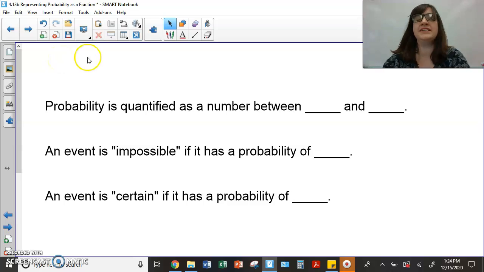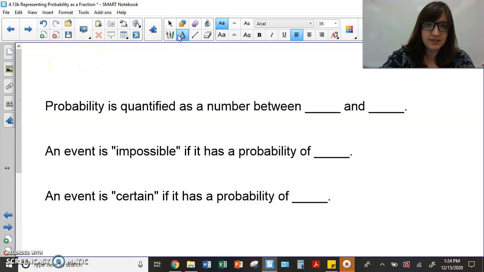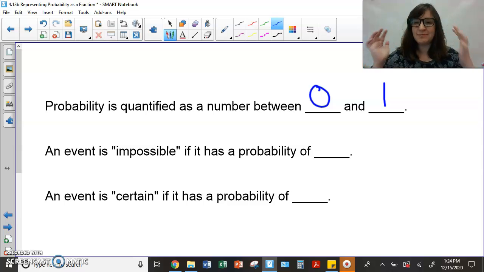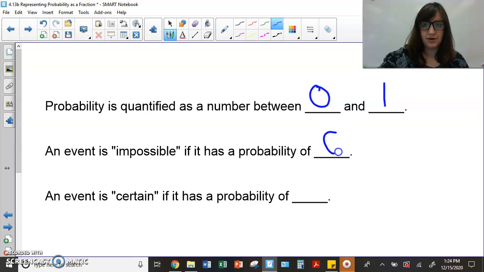Probability is quantified as a number between 0 and 1, okay? Not a very big range, but in between 0 and 1 are what we call parts of a number. So we have fractions or we have decimals to represent those amounts, okay? An event is going to be impossible if it has a probability of 0. That means there's no chance, okay? If there's one whole chance that it could happen, meaning nothing else stands in its way, it has a probability of 1, okay?